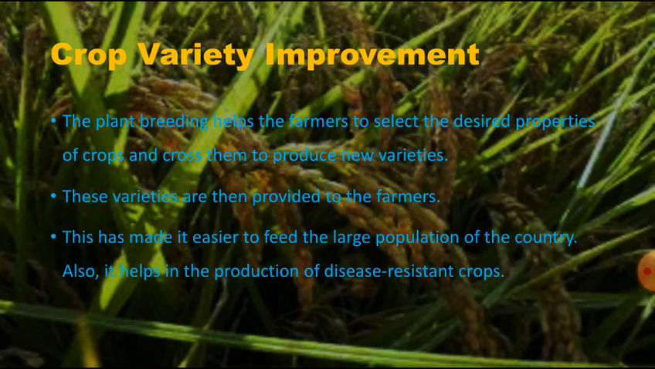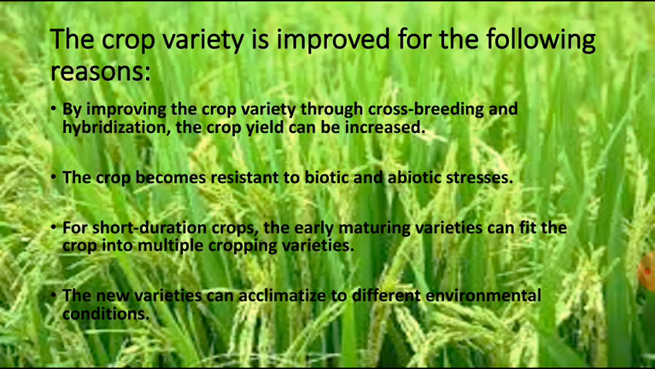Crop variety improvement. Plant breeding helps the farmers to select the desired properties of crops and cross them to produce new varieties. These varieties are then provided to the farmers. This has made it easier to feed the large population of the country. Also, it helps in the production of disease resistant crops.